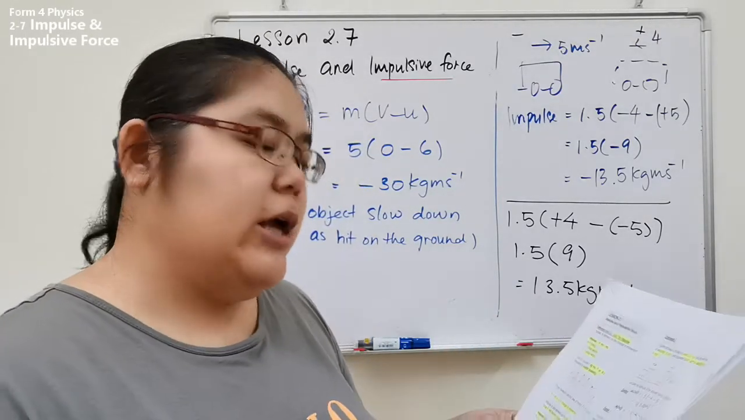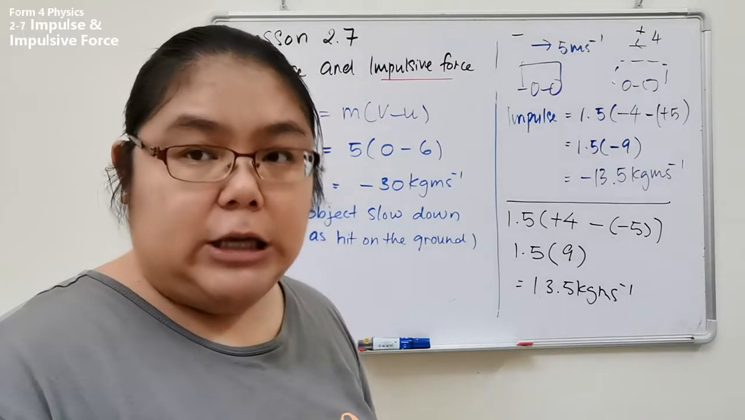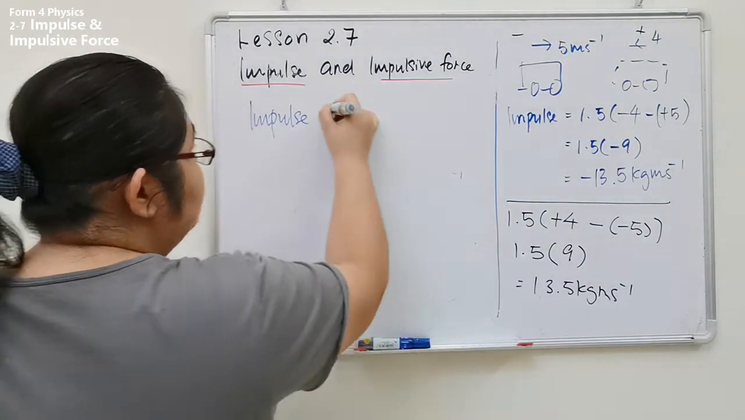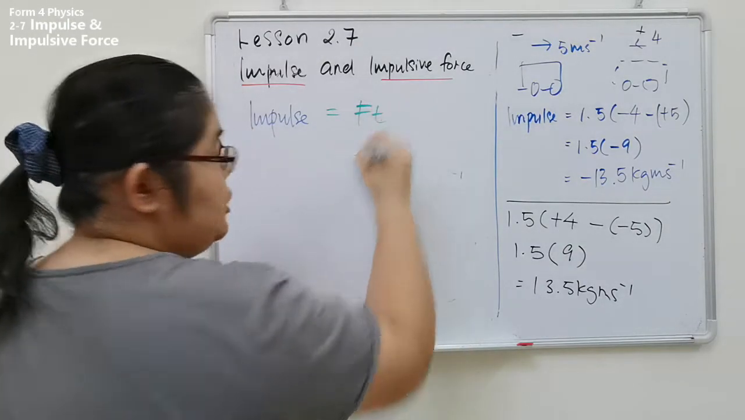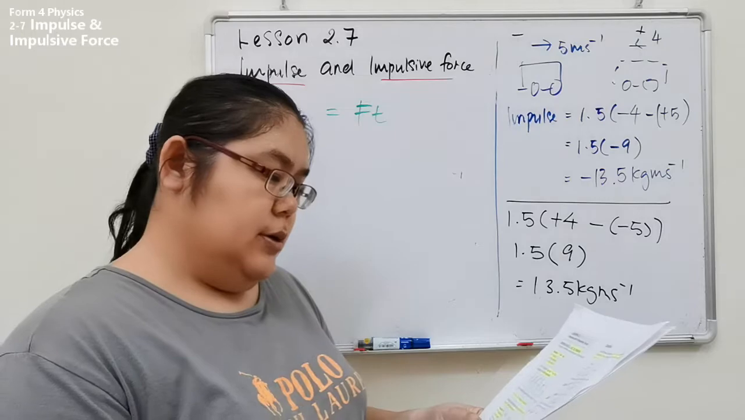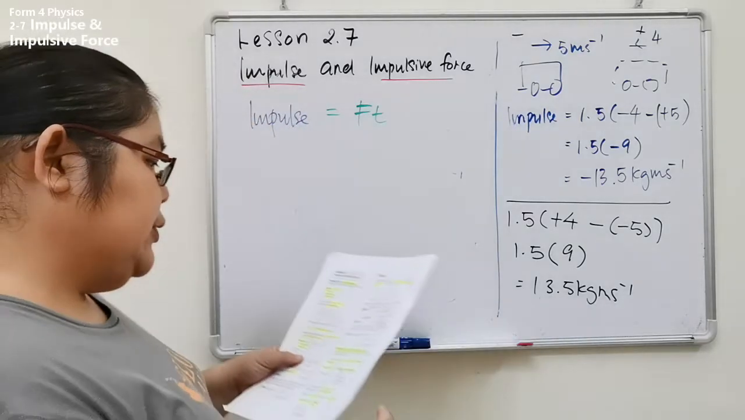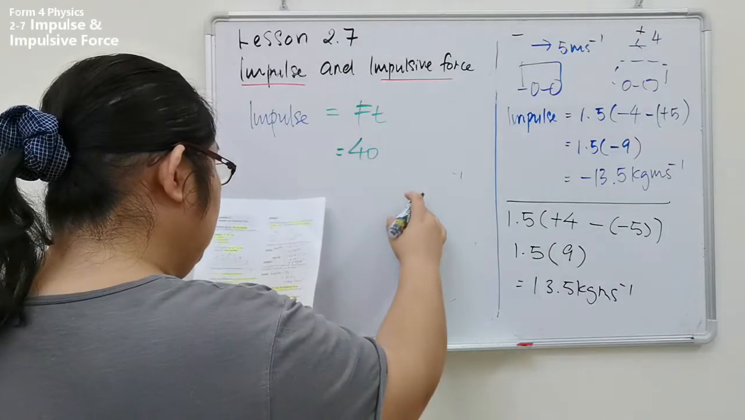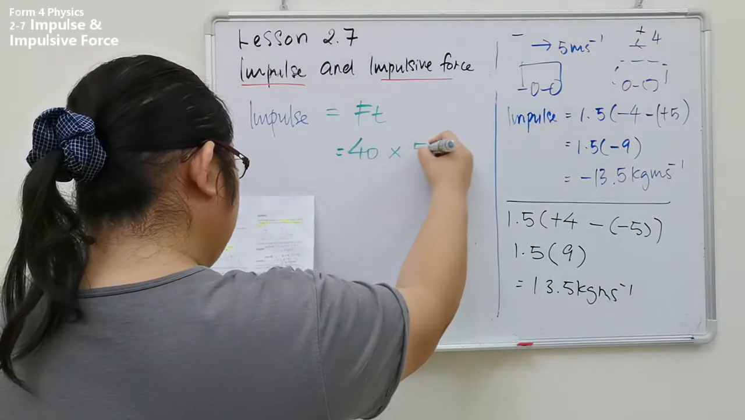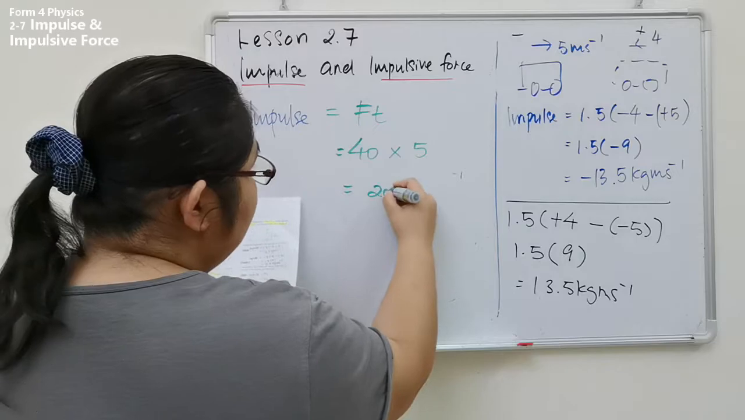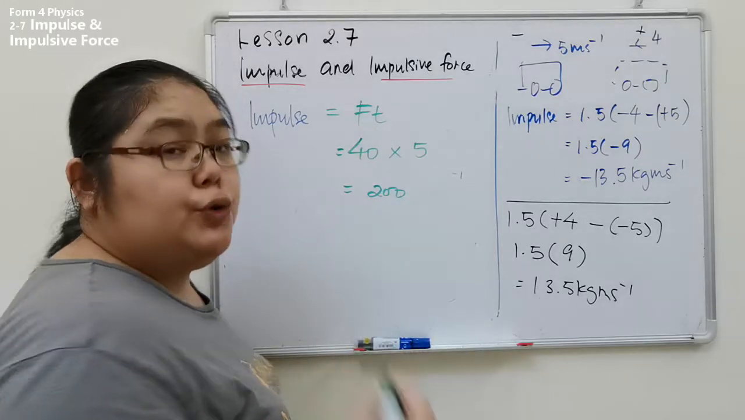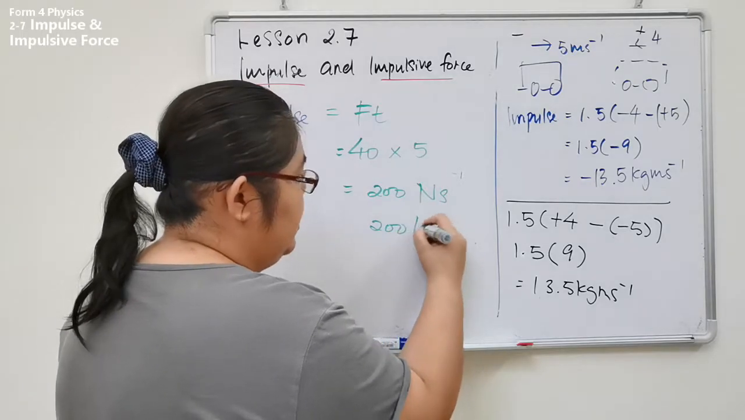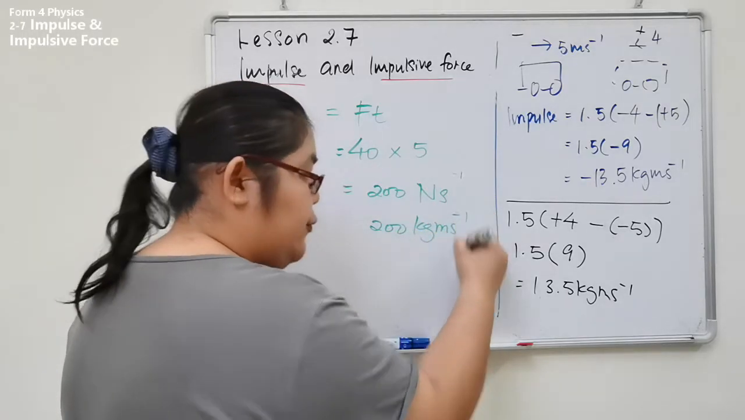So we just apply impulse equals Ft. Now we write impulse equals Ft. So we just straight apply 40 newton times 5 seconds. So I get it. The answer is 200. The unit you can write newton second. You also can write kg m/s.